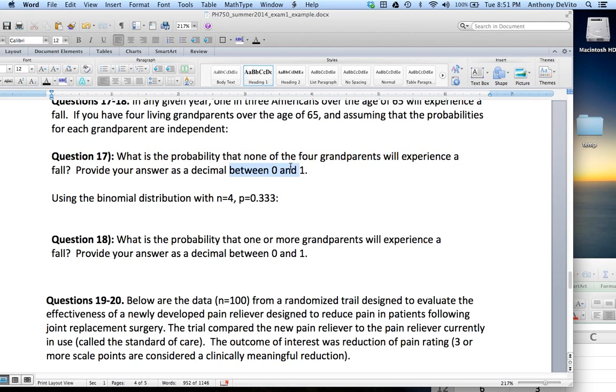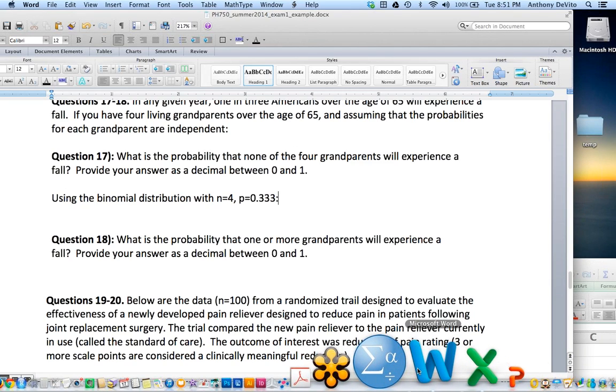They want the answer to one decimal place. Okay, that's a binomial distribution, right? It's a binomial distribution because they can either fall or not fall, right? So what do we have here? The number of successes is 0. We want to know what's the probability that none of them will have a fall. So successes is 0. The sample size is 4. Your sample is your 4 living grandparents, and the probability is 0.33.